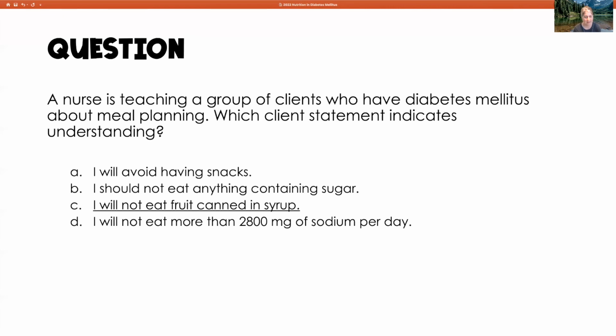And then our last incorrect answer, I will not eat more than 2,800 milligrams of sodium per day. So we can have up to 2,300 milligrams of sodium per day, but really what we want is closer to 1,500. So those are incorrect answers.